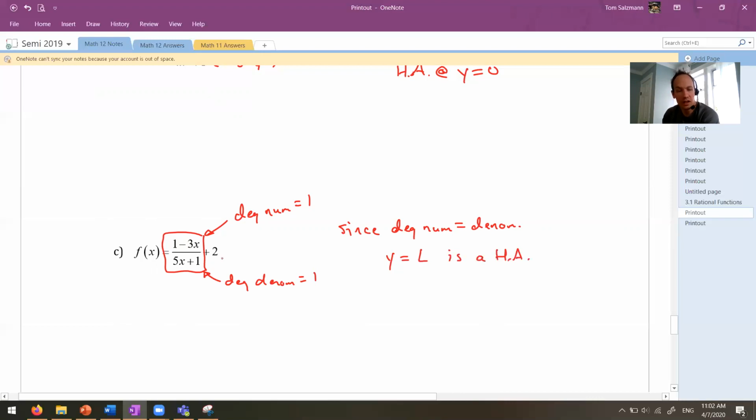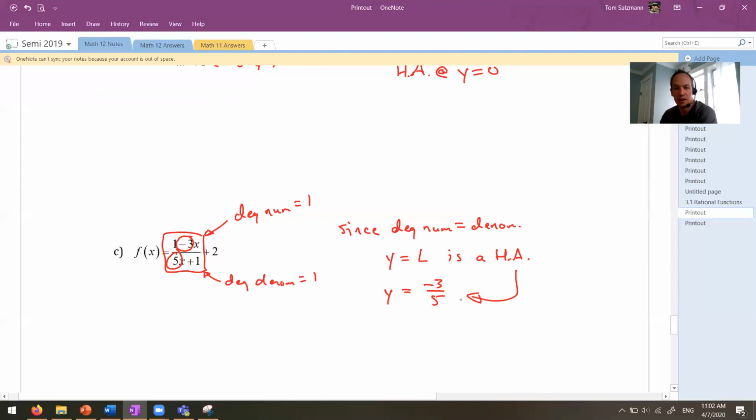So what is L in this case? We have to look at the leading coefficients. This one right here is -3, and this one here is 5. So the leading coefficient ratio will be -3/5. That will be my horizontal asymptote.